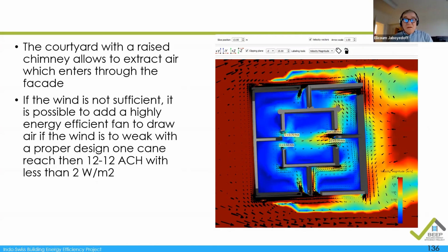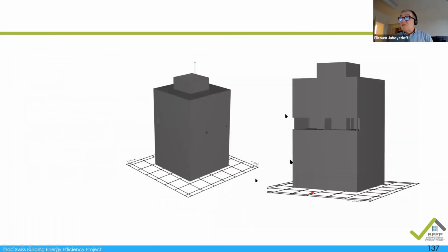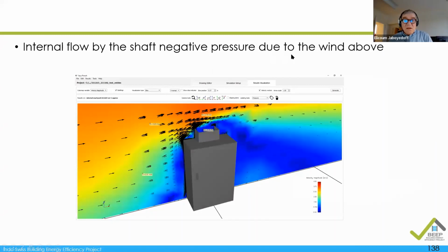So this is the view of the building which has been modeled. And here you see the view of the airflow around, and then again this negative pressure here.